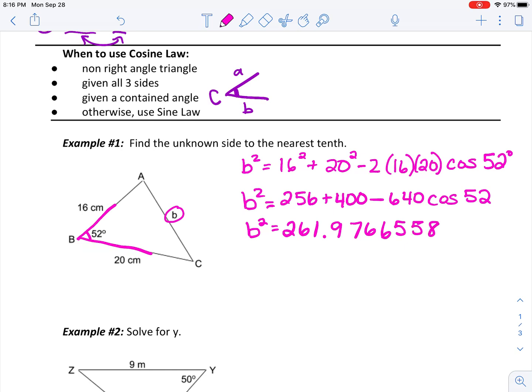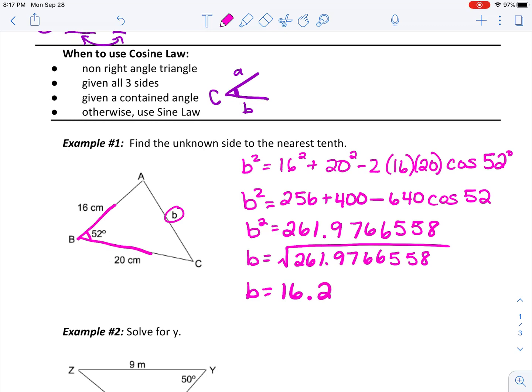Now I'm not done because it says b squared equals. And I don't want b squared, I want just b. So I'm going to take the square root of this, and I just leave it in my calculator, sitting there, until I can press the square root button. So I have to do second function x squared to get my square root and press equals, and it should just copy that number into your calculator for you so you don't have to retype it out. So I got 16.2 centimeters.